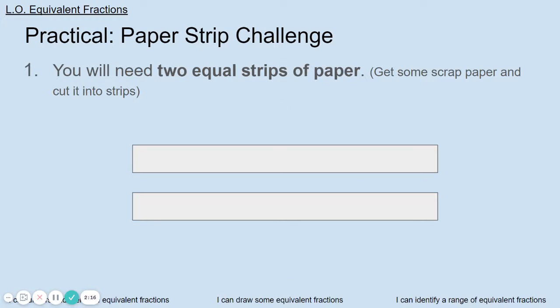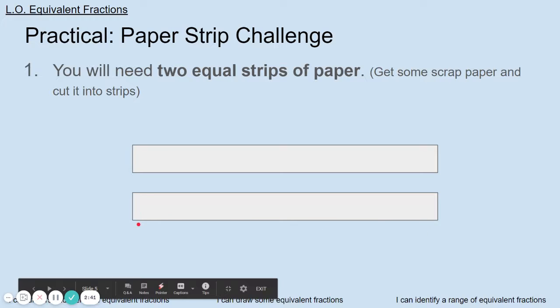So it is a little practical step for you today. You're going to get 2 bits of paper. I'd recommend just getting a piece of scrap paper, like some of the junk that comes through the letterbox. Cut up 2 strips, but the key thing is they need to be equal sizes. So they need to be equal strips of paper. They look a bit like this. That is your first step.